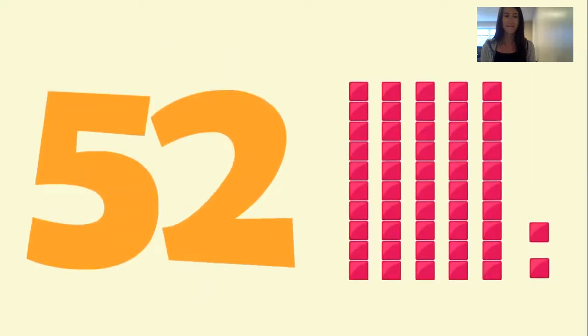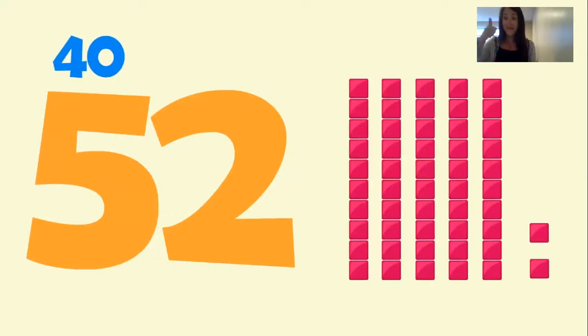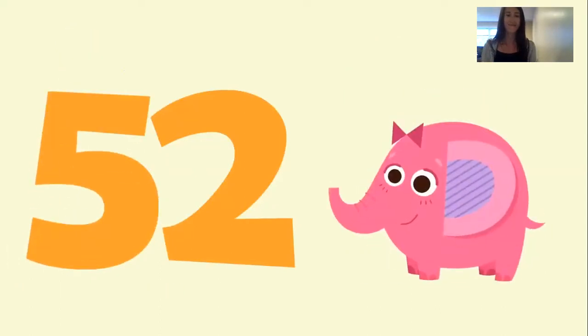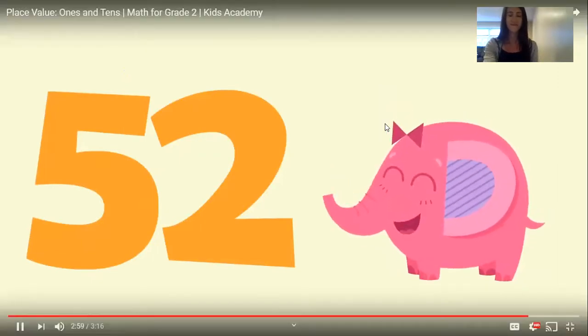Okay, here's the answer. The 2 is in the ones place, so it's just worth 2. The 5 is in the tens place, so we'll have to count by tens 5 times. 10, 20, 30, 40, 50. The value of the 5 is 50. Remember to look at the place the digit is in before you decide the value of that number. Thanks for watching, boys and girls. See you next time.